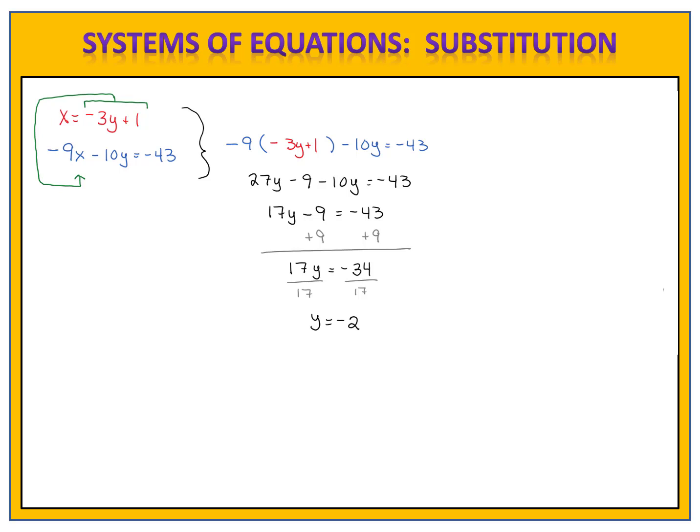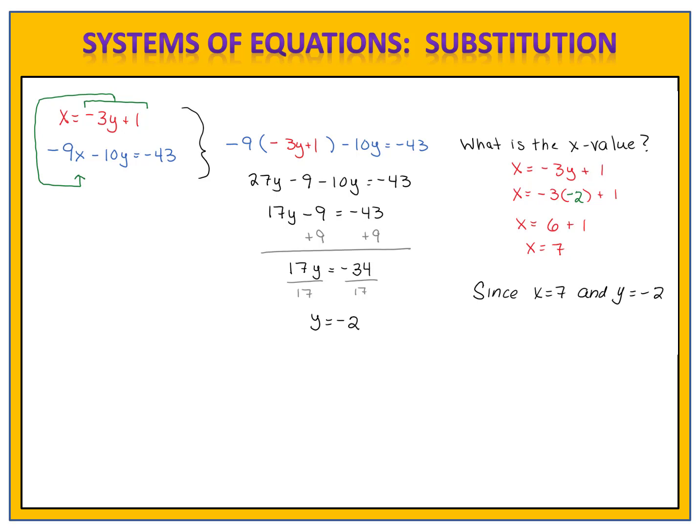This time I found the y value, and now I have to ask myself, what is the x value that goes with that? Well, according to the red equation, x is equal to negative 3y plus 1. Substitute the negative 2 in place of the y, and evaluate. X is equal to 7.